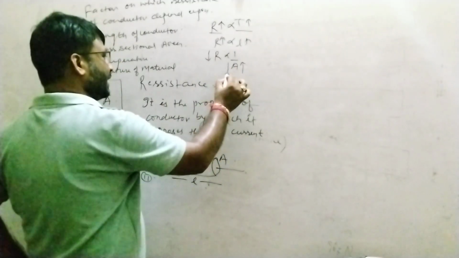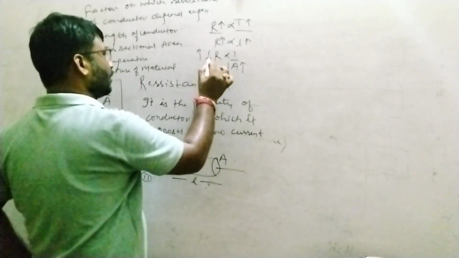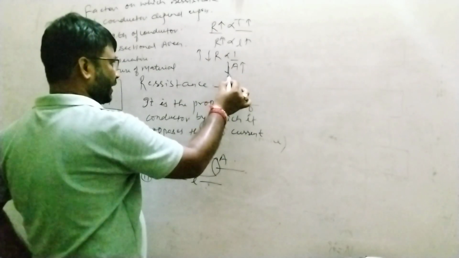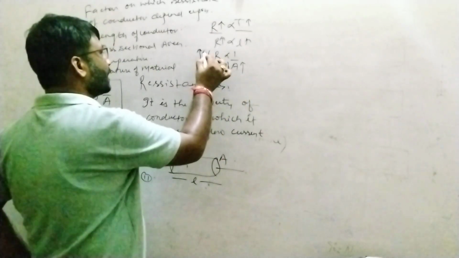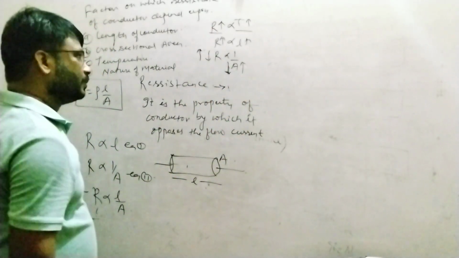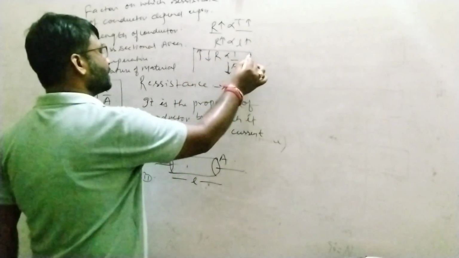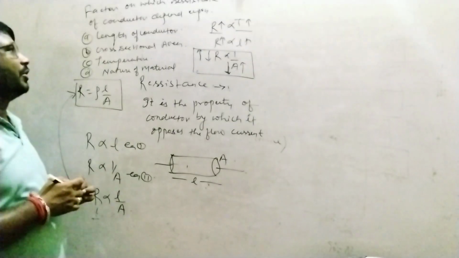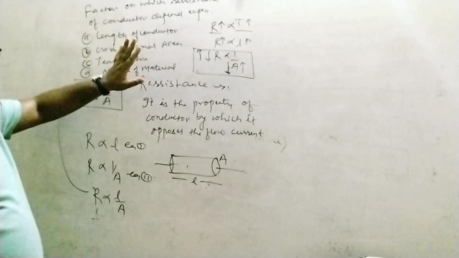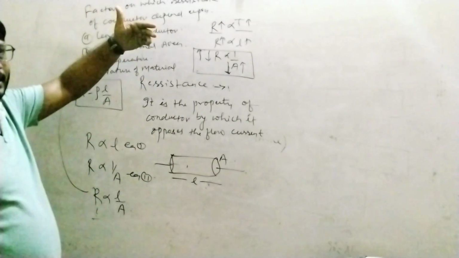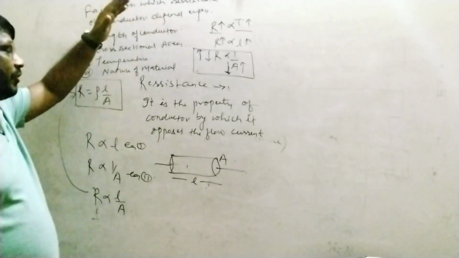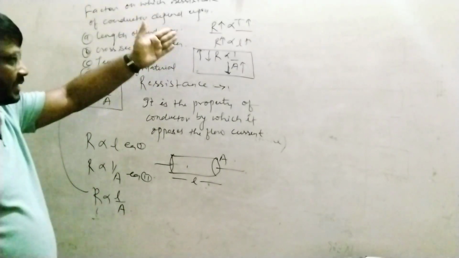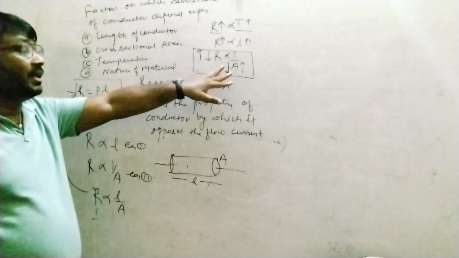That means if you are going to decrease the cross sectional area, the resistance of the conductor increases. So this is all about the relations, how the resistance of the conductor is going to be affected if you change the dimensions of the conductor. If you are going to increase the length, then the resistance will be increased. If you are going to increase the area, then the resistance is going to be decreased because it has an inverse relation.